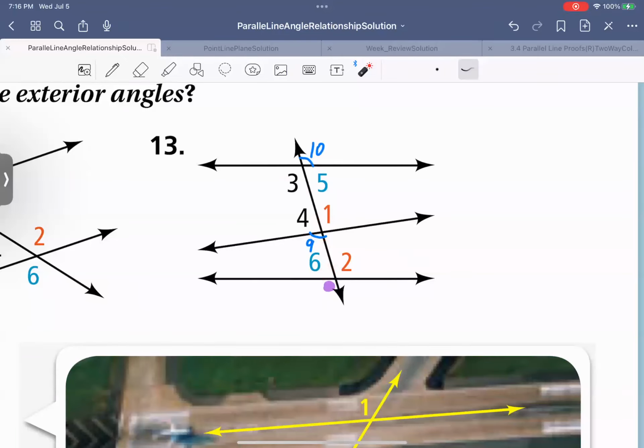Stephen, you answer one more, please. Number 10 and number 9. Alternate exterior. Very good. Excellent.